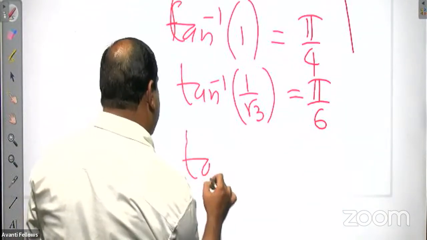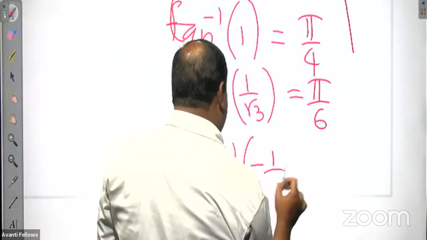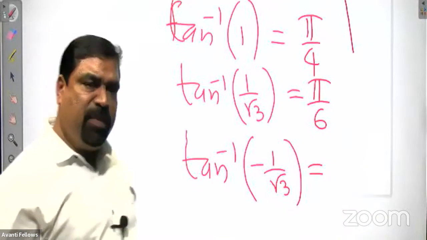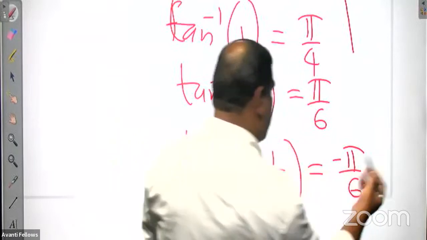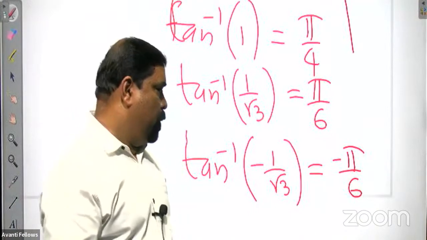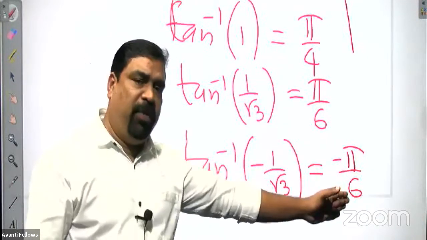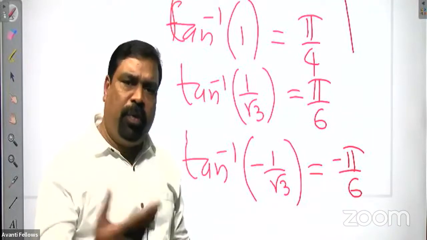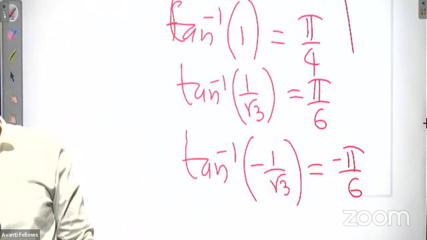And what is tan inverse of minus 1 by root 3? We have to find a value such that tan x is minus 1 by root 3. So what is that? Minus pi by 6 only. Directly we can put minus, because tan of minus theta is minus tan theta. So in this way, all these values must be lying in the principal value branch of tan inverse. Clear? Similarly, we can go for cot inverse x, sec inverse x, and cosec inverse x.